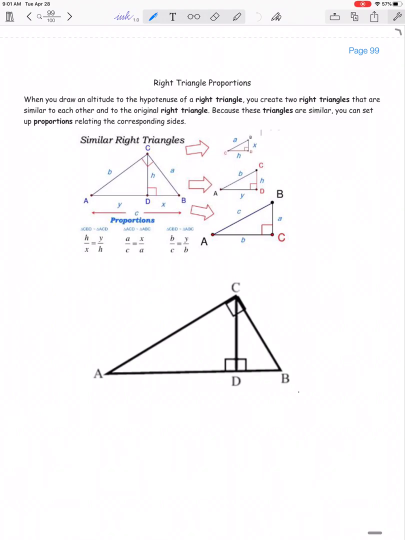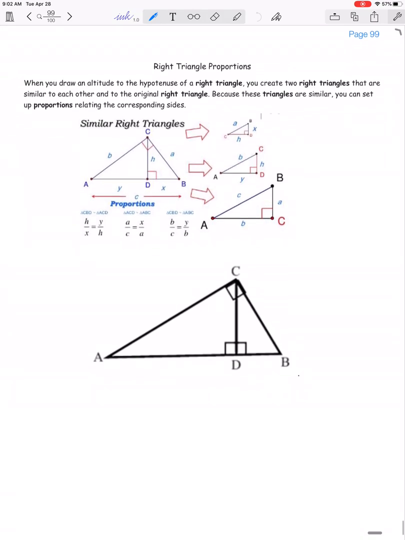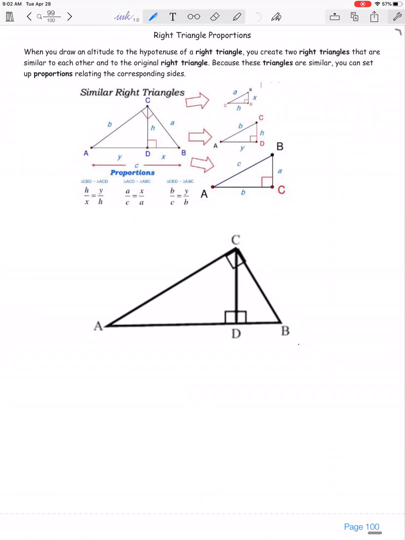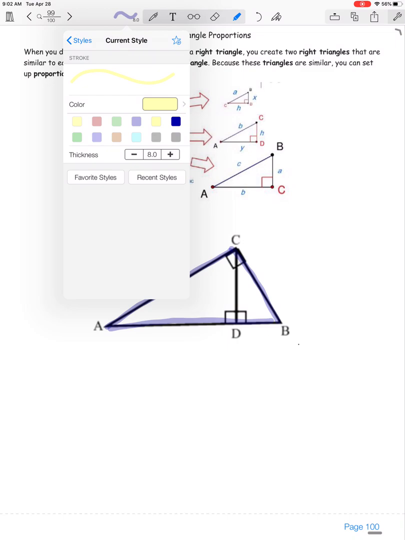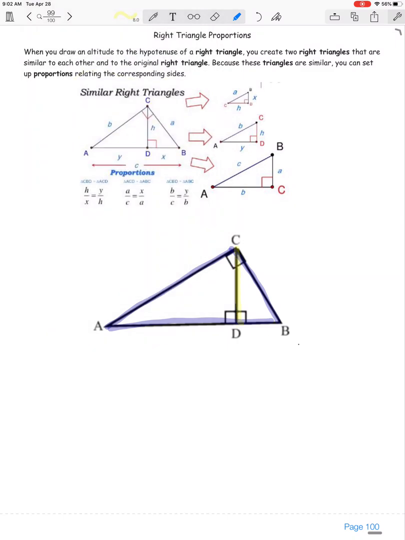Today we're going to be talking about right triangle proportions. We're going to be talking about the proportions that are formed when we have an altitude drawn to the hypotenuse of a right triangle. So if you take a look here, we have a right triangle. But then we have an altitude that's drawn down to my hypotenuse. So let's label the parts of the triangle that are formed when this happens.